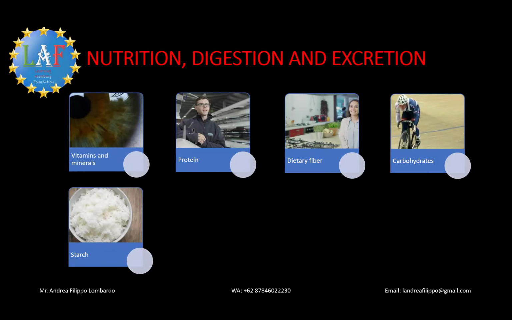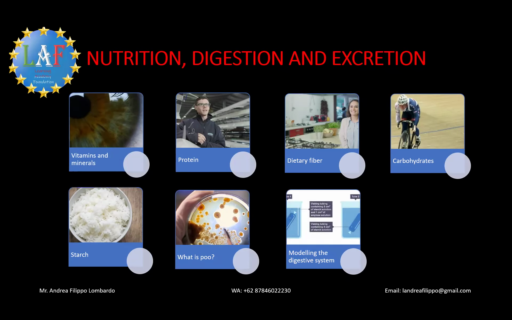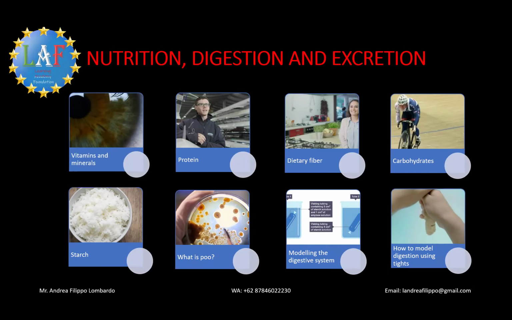Students will also see that starch is a type of carbohydrate, so its molecule contains carbon, hydrogen, and oxygen atoms. Poo, feces, is the waste that remains after food has been digested and its nutrients absorbed by the body. The students will try this experiment and recreate processes in the digestive system with online and lab options. And finally, they will learn how digestion works and how to model digestion using a pair of tights.